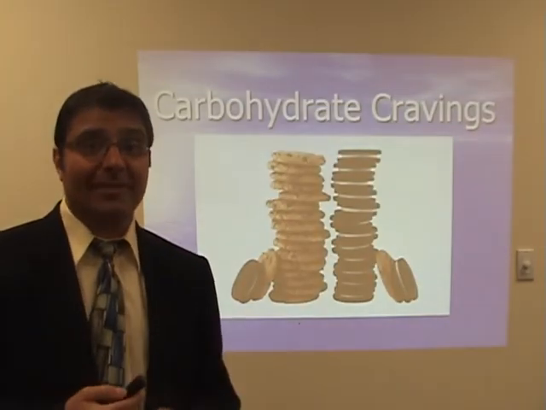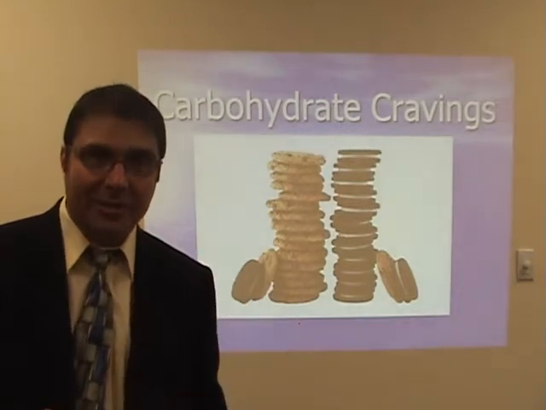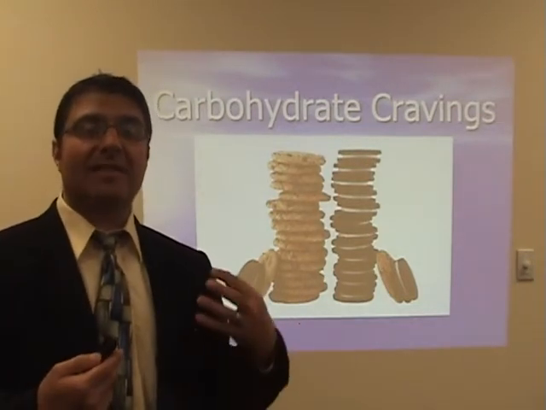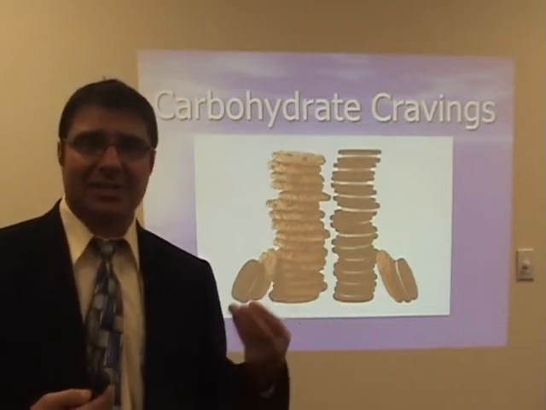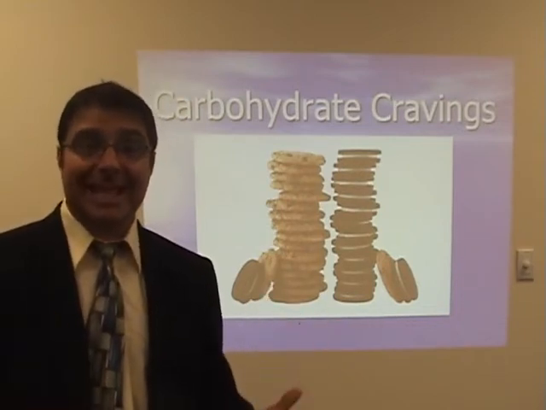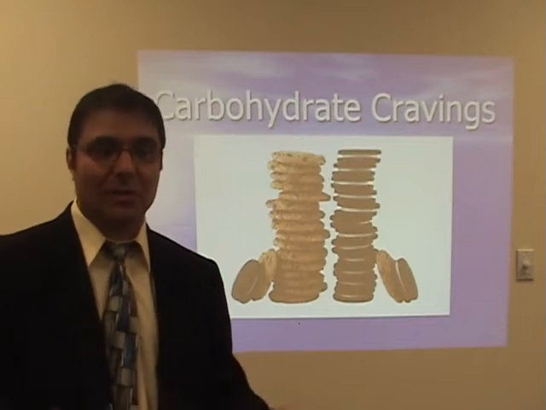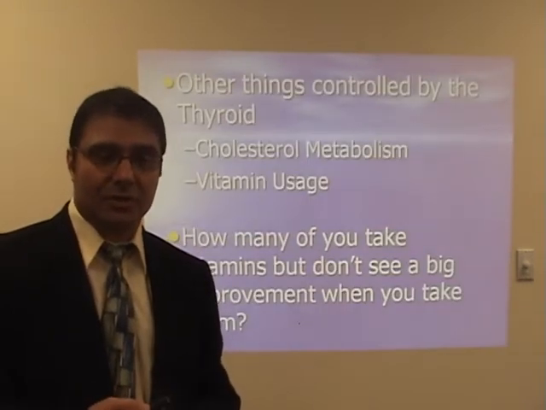Now, one of the main cravings you see with the thyroid gland is carbohydrates. So a person with a weak thyroid, they love carbs. They like pasta, they like bread, they like sweets, they like danishes, they like pastries, they like cookies, they like cakes. They love the sugar, right? So that's their big craving. It's the carbohydrate or sugar cravings.